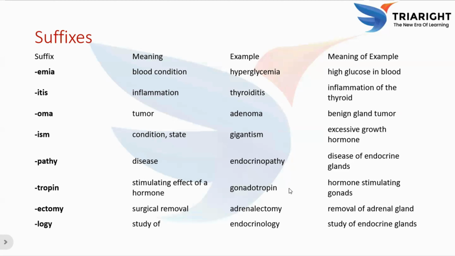So gonadotrophin. Gonado means gonad, right? So what is the meaning of gonadotrophin? It's a hormone stimulating gonads. Ectomy means surgical removal. Adrenalectomy. Adrenal means adrenal gland, ectomy means removal, so it's a removal of the adrenal gland. Logy means study of. So endocrinology. What do you mean by endocrinology? Study of endocrine glands.